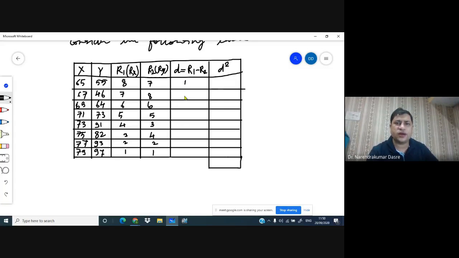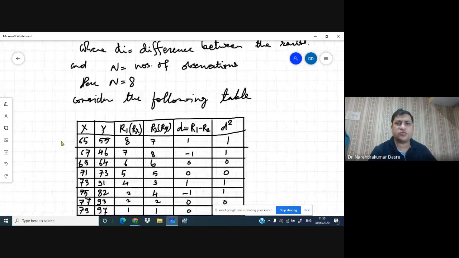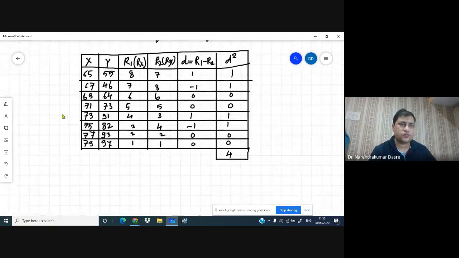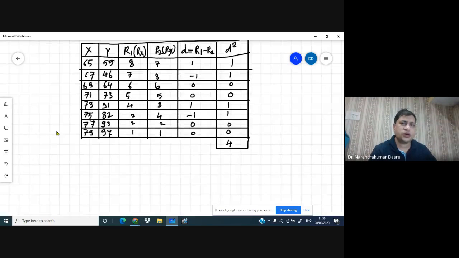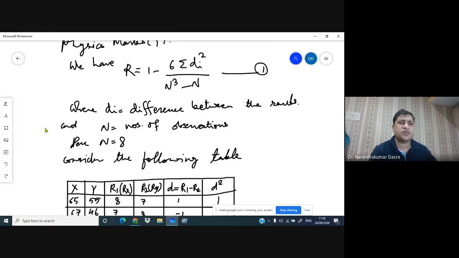So the difference here is 1, minus 1. Here we have 0, 0. Now square this. So we'll be having 1, 1, 0, 0, 1, 1, 0, 0. What is the sum we'll be having? The sum is going to be 4. So this is very easy. Are you able to get this one? Okay. So once you got the table, then we can use this equation 1.